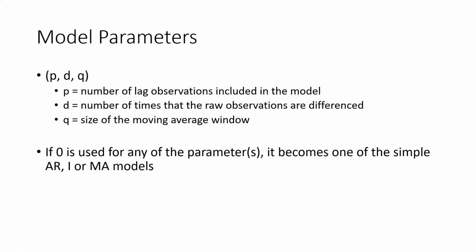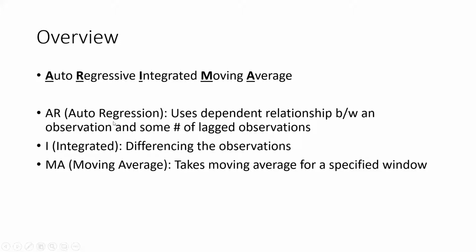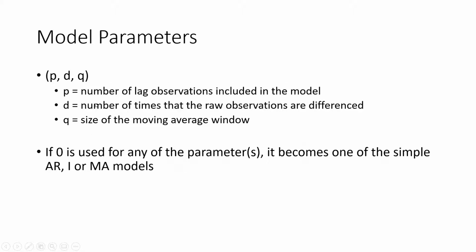Now when you actually implement this model in Python, you will have to define 3 parameters, and these 3 parameters are denoted as P, D, and Q. The first parameter P corresponds to the auto-regression or the AR component. It is the number of lag observations included in the model. This basically specifies that each observation is dependent on how many of the previous observations in time. So that is the first component.